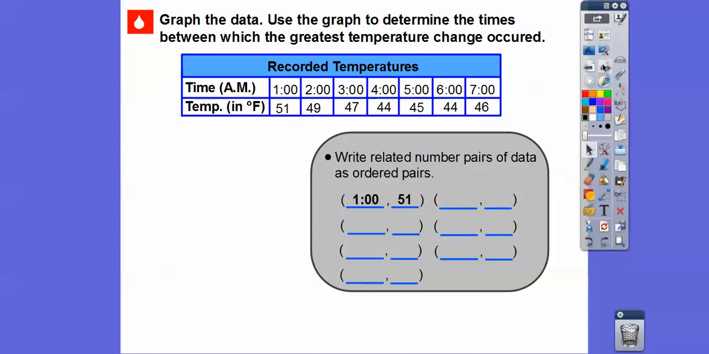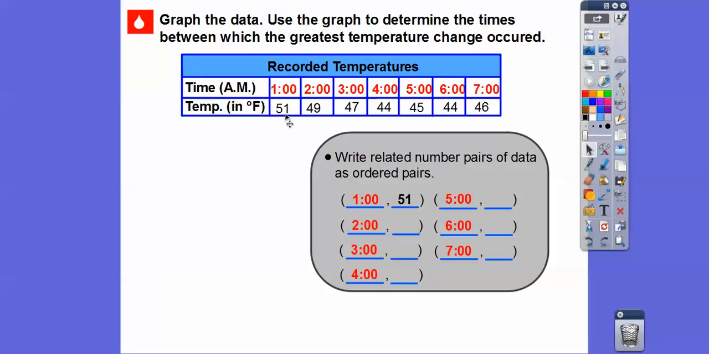So we're going to write the related number pairs of data as ordered pairs. So here, this is the 1 o'clock, and it was 51 degrees. So this is going to be the time. The first ordered pair is going to be the time, and then this is going to be what temperature it is. Okay. Now, so let's go ahead and put all the times down. Now remember, you guys, we talked about this in the last lesson. The top row right here is always our X column, and the bottom row is always our Y column. If it's going up and down, the left row is our X and the right row is our Y. Remember, X comma Y is in alphabetical order, so which comes first is your left column. So this comes first. This will be our left column.